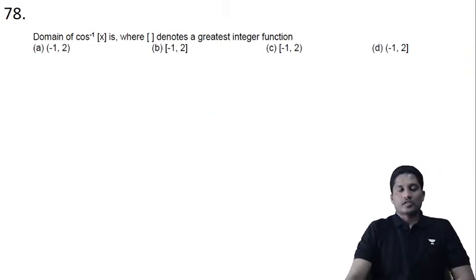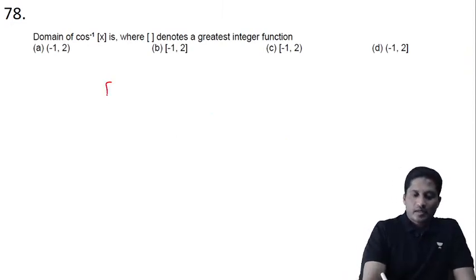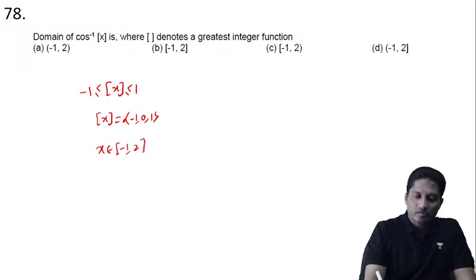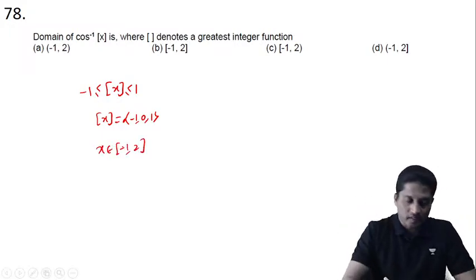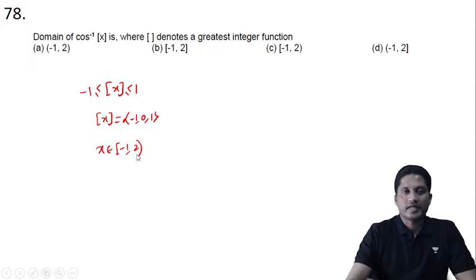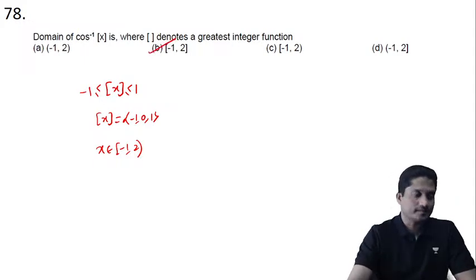What is the domain of cos inverse of box x? Box x should lie between -1 and +1, right? So this means that box x is equal to the set -1, 0 and 1. So this means that x belongs to closed interval -1, open interval 2. Between 1 and 2, box x is 1 only. So x belongs to -1, 2 only.